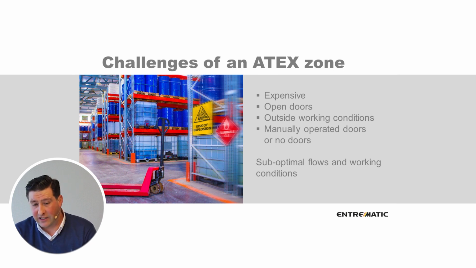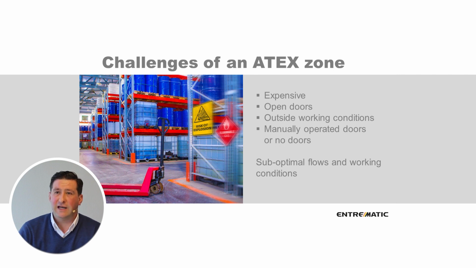So in a lot of scenarios, the easiest way is just not to have doors, so open doors. This means that there are outside working conditions. In the cheapest scenario, you have then manually operated doors. This means that your flow of goods and your working conditions are really not optimal. This is the consequence of having no doors or manually operated doors, so you will not have a really good flow of goods and personnel.